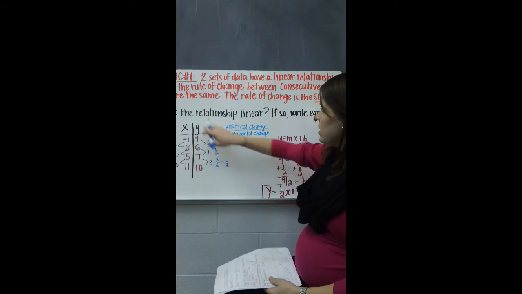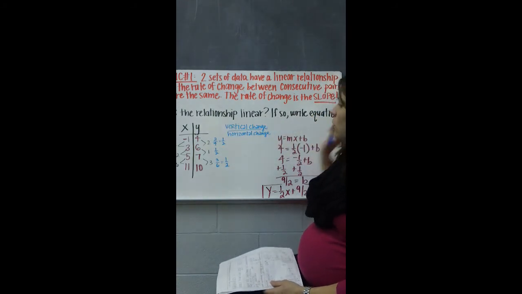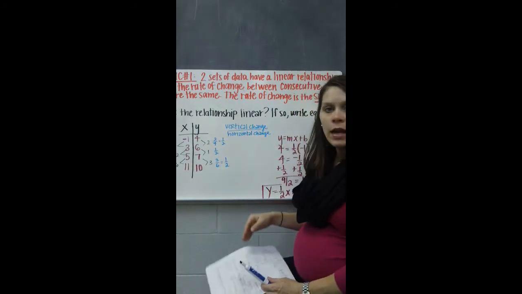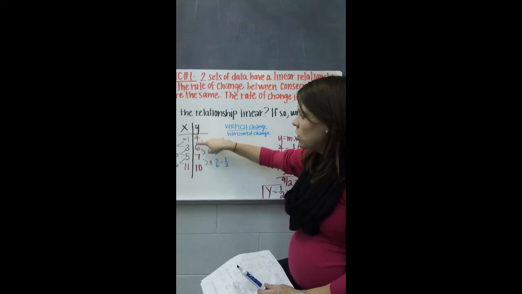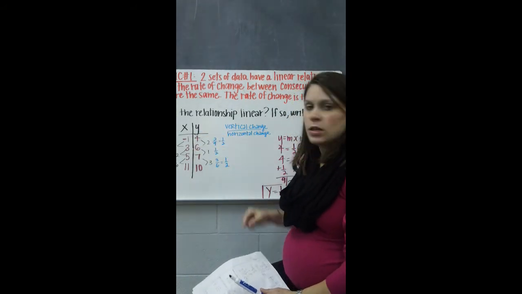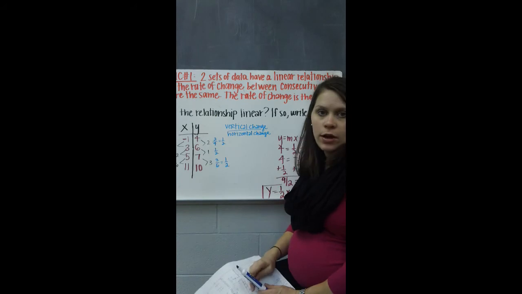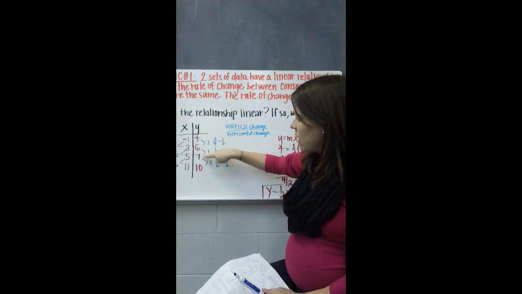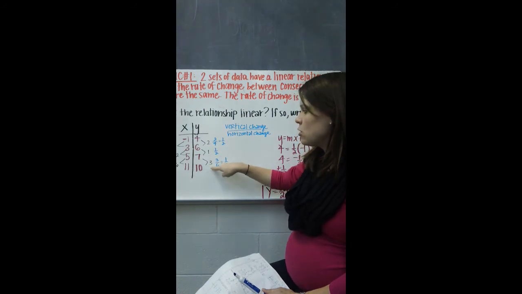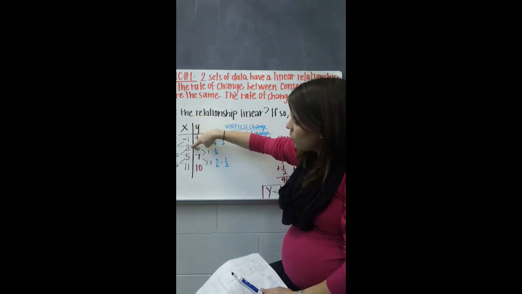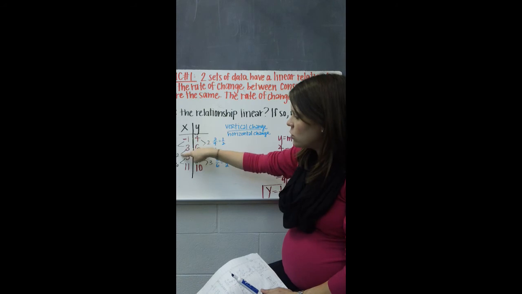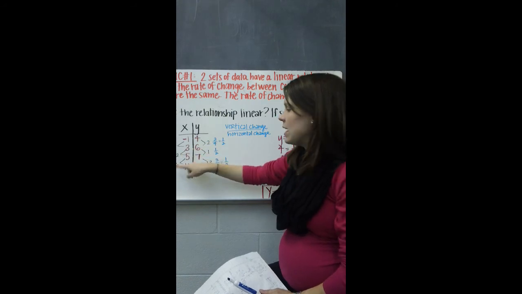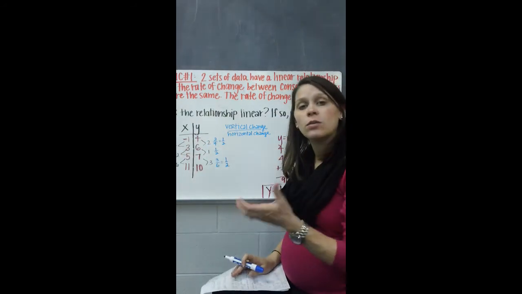So if we look here, it says, is the relationship linear? If so, write the equation. To figure that out, we need to see the change from one x value to the next and from one y value to the next. So here, from 4 to 6 is 2, 6 to 7 is 1, 7 to 10 is 3. Here, -1 to 3 is 4, 3 to 5 is 2, and 5 to 11 is 6. So we found the changes in our x and y values.